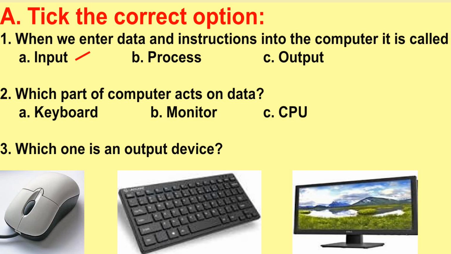Second question is, which part of computer acts on data? Option A, keyboard, Option B, monitor. Option C, CPU. And the right option is option C, CPU. Third question is, which one is an output device? Option A, mouse. Option B, keyboard. Option C, monitor. And the right option is option C, monitor.